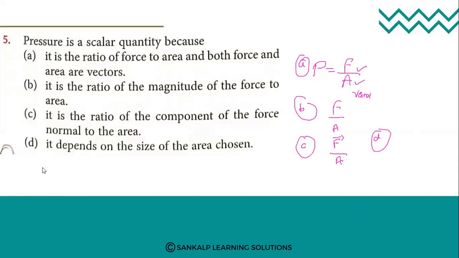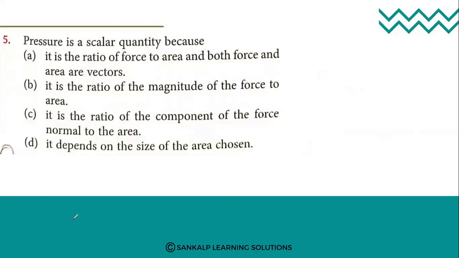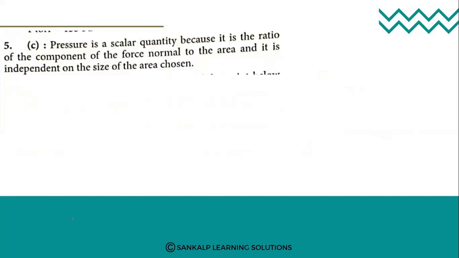So what is the reason pressure is called a scalar quantity, not a vector quantity? Yes, Hema is saying option C. Yes, option C is the right answer. Pressure is a scalar quantity because it is the ratio of the component of the force normal to the area, and it is independent of the size of the area chosen. Whichever area we choose, small or big, whatever the shape of the area, it doesn't depend on that. For that reason, pressure is a scalar quantity.